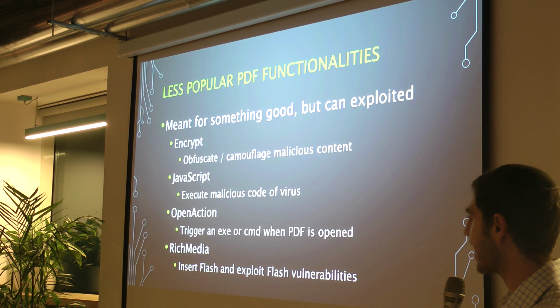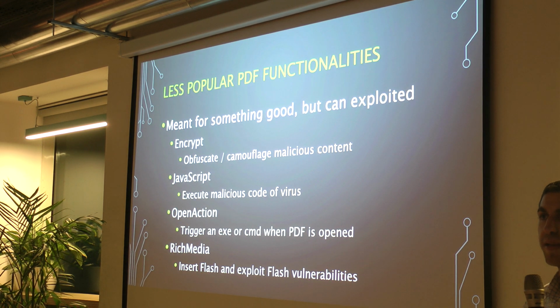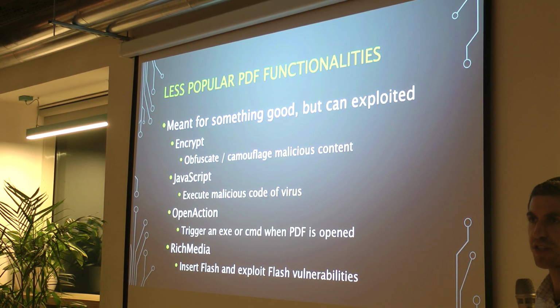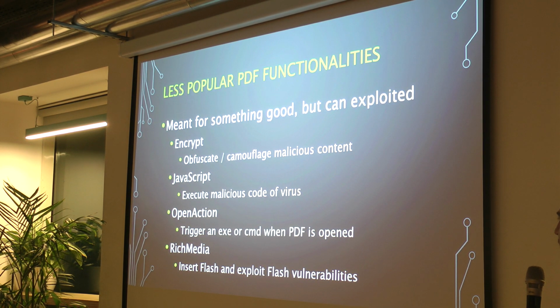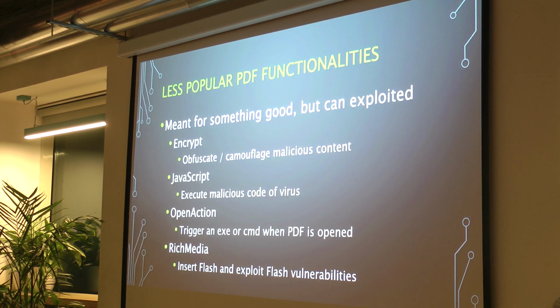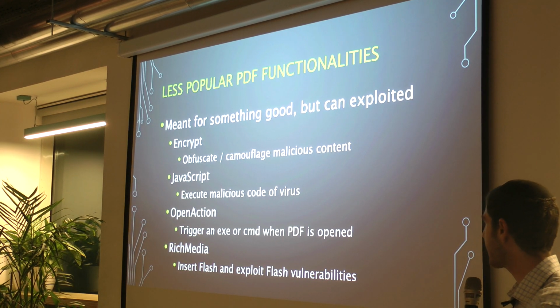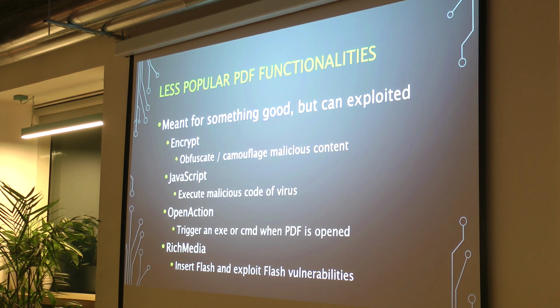Or JavaScript. A PDF is able to execute code. Naturally, a person would want to use the code for form validation or to submit the form to the internet. But a hacker could use JavaScript to actually execute the malicious code of a virus. Open action is a capability of a PDF which triggers an exe or command upon first opening of the file. An attacker could use the PDF to open another exe which is sitting somewhere else on the machine, or even its own payload. Rich media is the ability for a PDF to play Flash, but Flash has many other vulnerabilities that have been discovered.